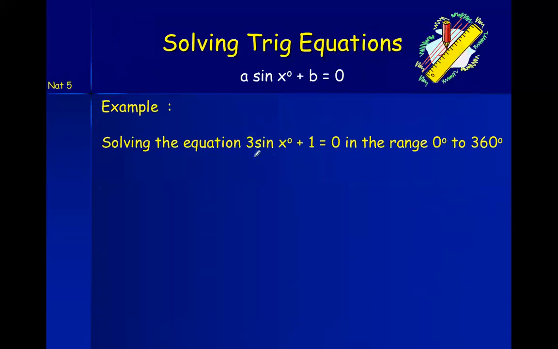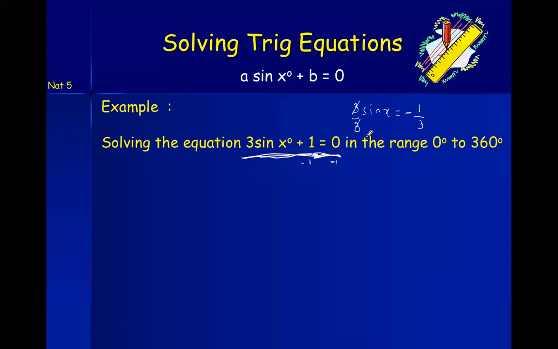Now, if you're asked to solve 3 sine x plus 1 equals 0, how would you do that? Bring this 1 across first of all. So you take away 1 on each side. Then you end up with 3 sine x equals 0 minus 1, which is negative 1. And then the second stage, to get rid of the multiply, we divide, because 3 divided by 3 is just 1.